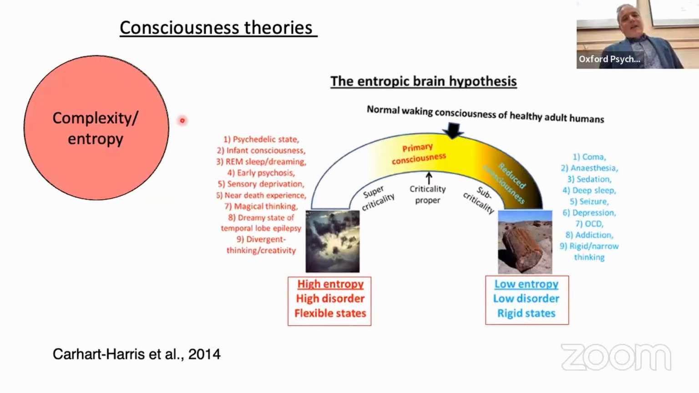Robin Carhart-Harris at Imperial and all the team there also came up with this idea that has now moved on a little bit, expanded rather, that in order to measure and understand what consciousness is, we need to look at entropy and complexity in the brain. We have already started doing this work in unconsciousness, in patients and healthy people.